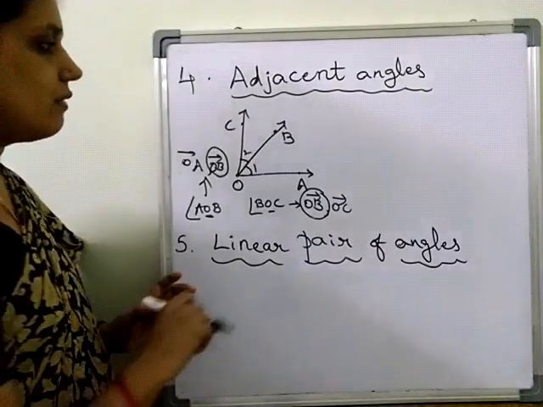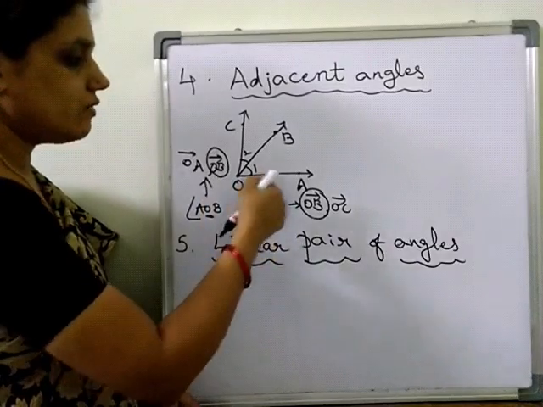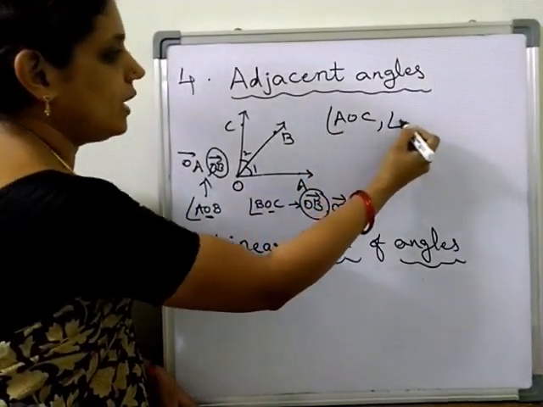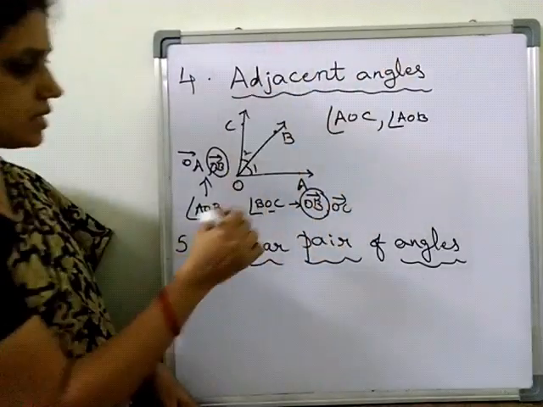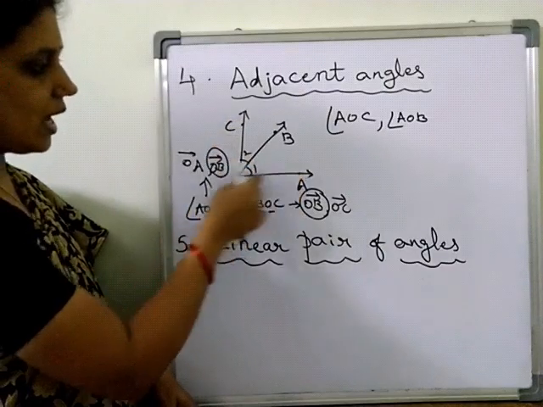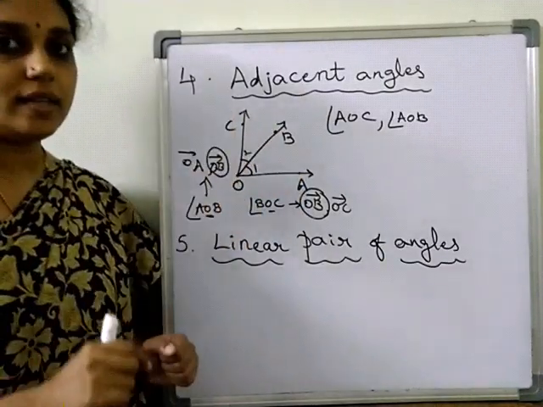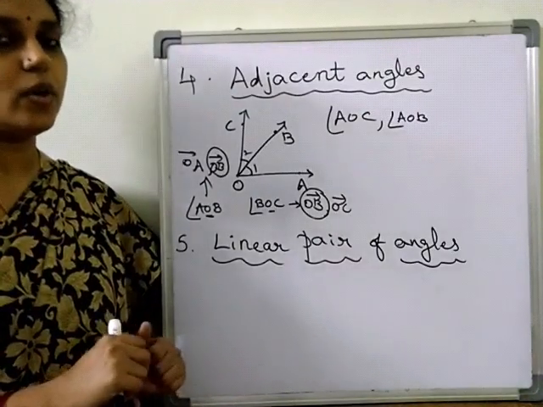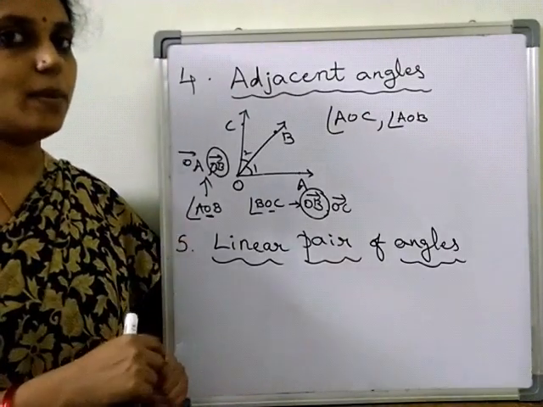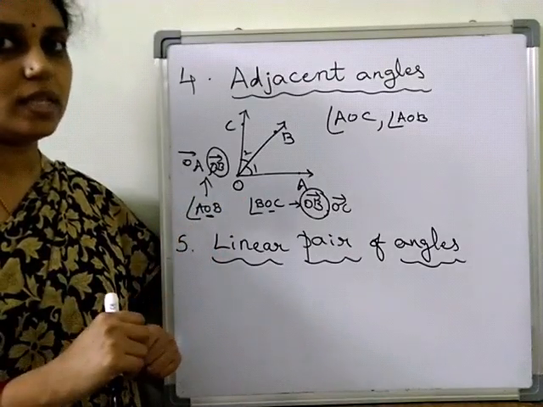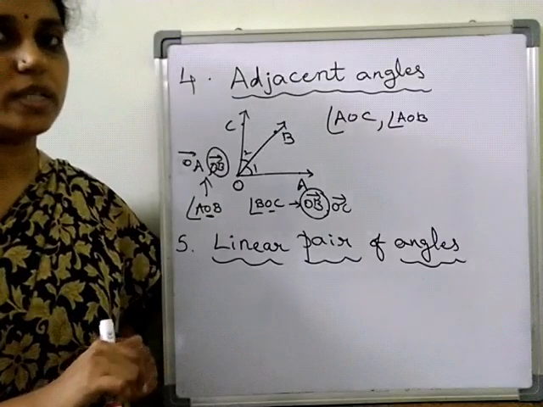What does it mean? If I take angle AOC and angle AOB, are they adjacent? No, not at all. Why? The third point is not satisfied by these two angles. What is the third point? They should not have common interior points.